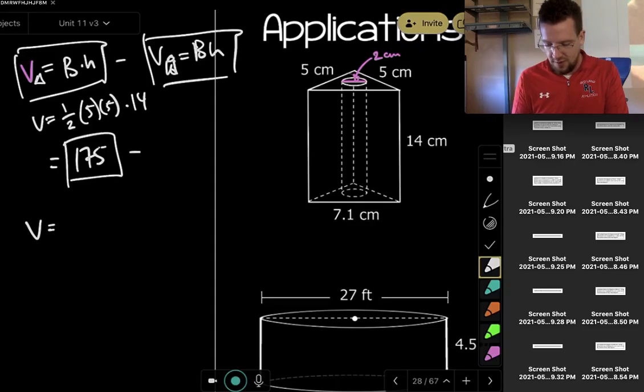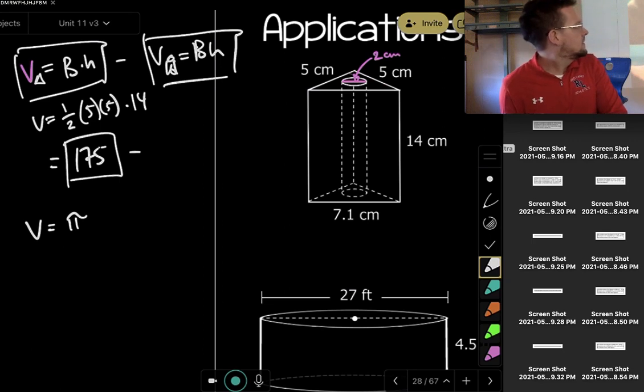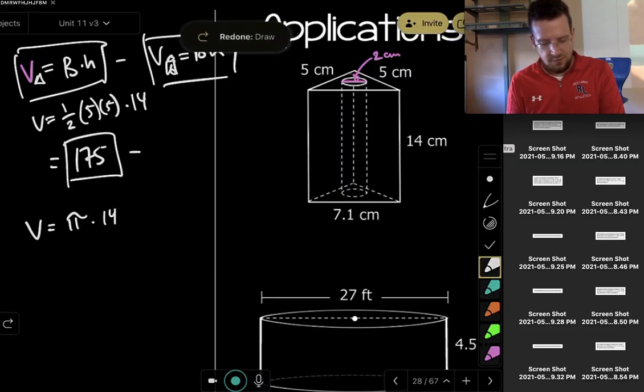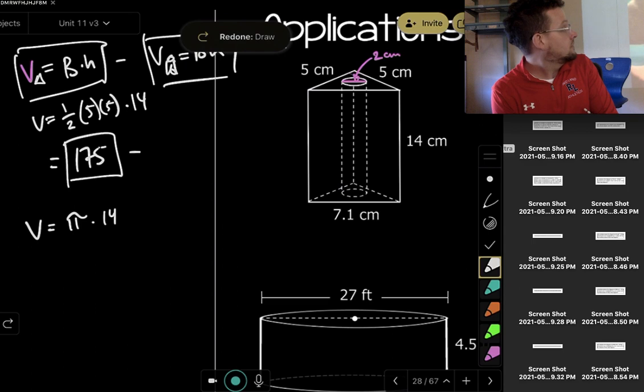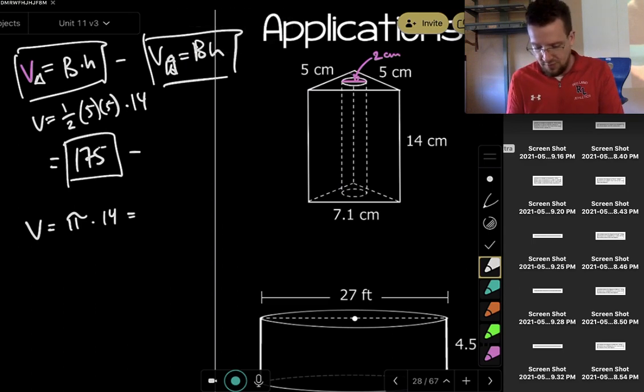So this is the volume. This is pi r squared. Well, the radius, we're told the diameter up here is 2, so the radius is 1. So this is just pi times the height. Yeah, because this is pi times 1 squared. 1 squared is just 1. So it's going to be pi times the height. Yeah, that's 14 pi. So this is going to be minus 14 pi. How about 43? I got 43.98.